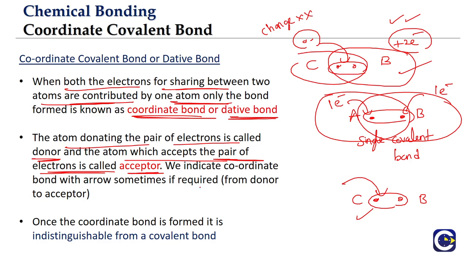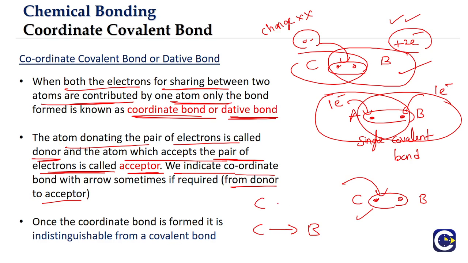2 electrons. And to make it clear as to which is the donor atom and which is the acceptor, we can sometimes even use an arrow to indicate the coordinate covalent bond. So the arrow will be pointing from the donor to the acceptor. Like in this case, from C we can put an arrow towards B.